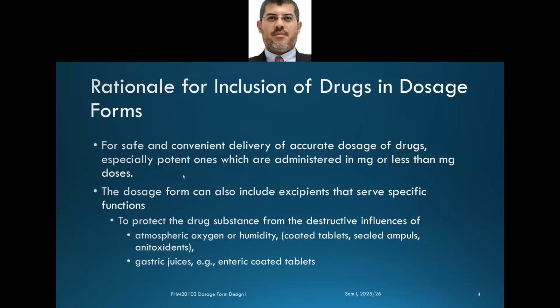So why do we need to do that? Why do we need to prepare pharmaceutical dosage forms, not to just give the active pharmaceutical ingredient or the drug substance pure? That is for safe and convenient delivery of accurate dosage of drugs. Especially potent ones, which are administered in milligram or less than milligram doses. Some drugs are even administered in microgram doses.